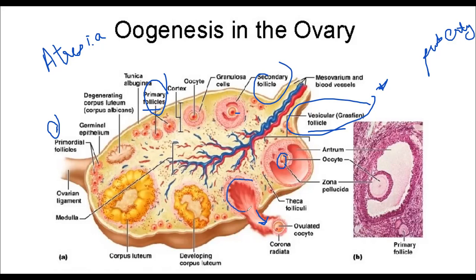Then what happens to this follicle? It develops into something known as corpus luteum. It secretes a hormone known as progesterone. We will see the role of progesterone in the next video. Clear?